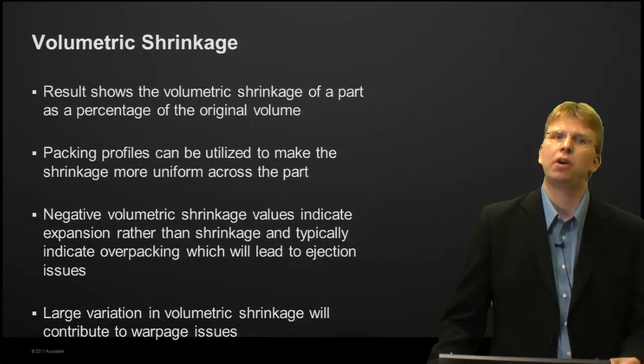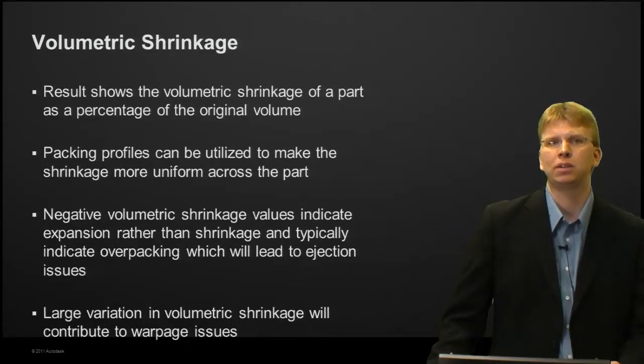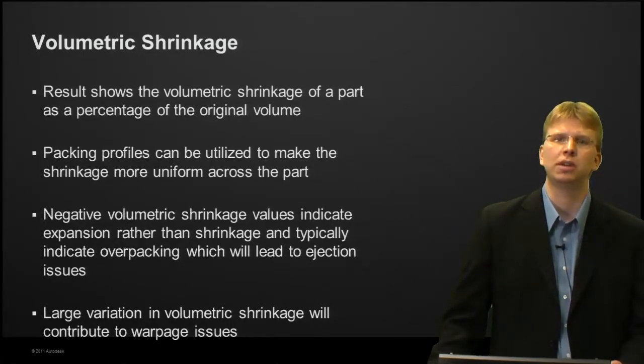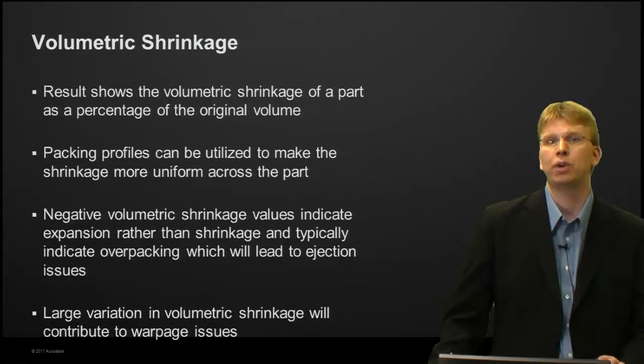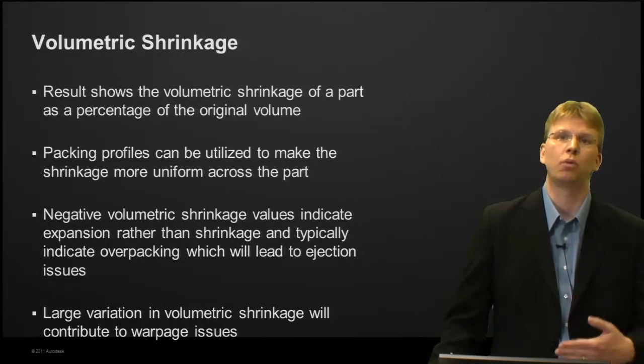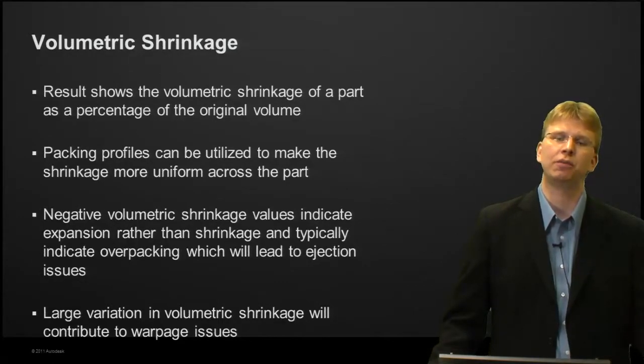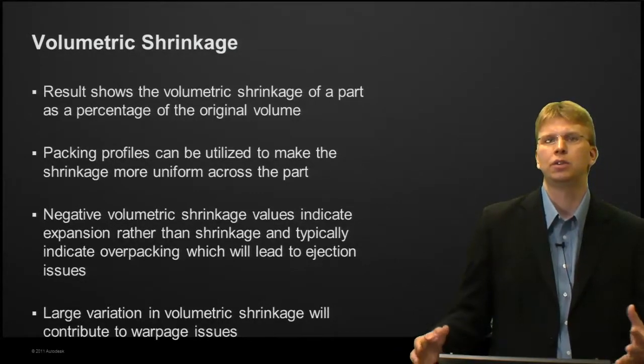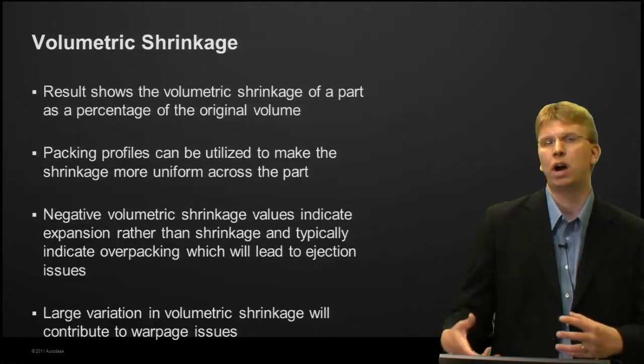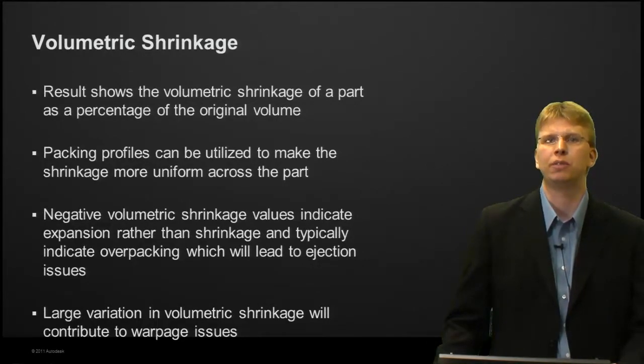If you see a negative volumetric shrinkage, that normally indicates that there was expansion rather than shrinkage, and that normally indicates an overpacking situation, which could lead to ejection issues when you try to get the part out of the mold. Finally, large variation in volumetric shrinkage will contribute to stress issues, which will contribute to warpage issues. So you're going to have a different shrinkage in a different area, so the part is going to have to twist or compensate to make up for those differences in stress.